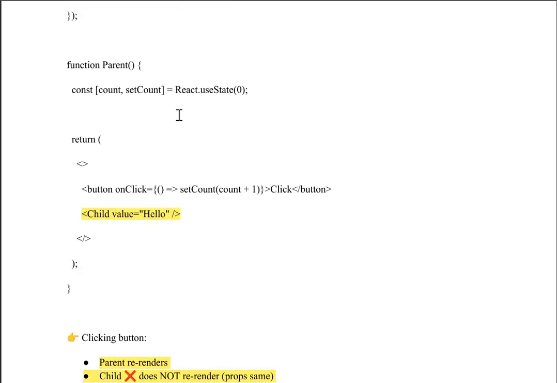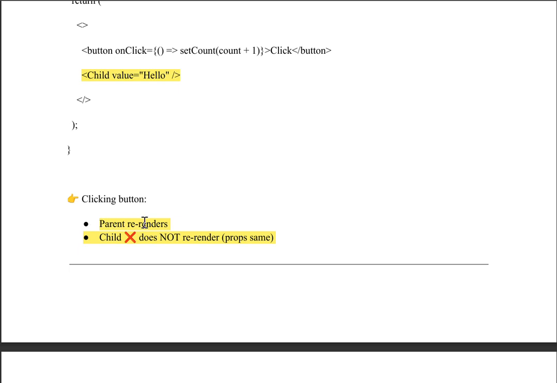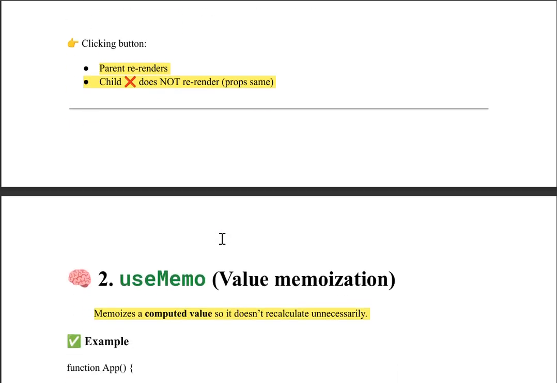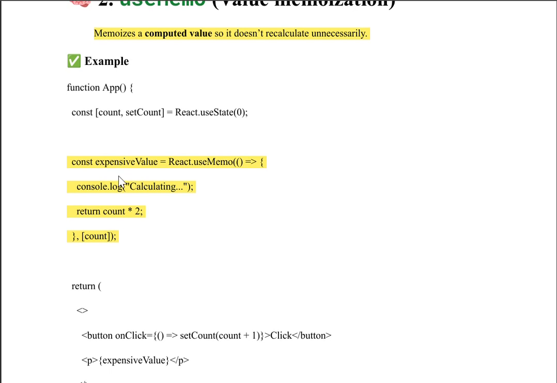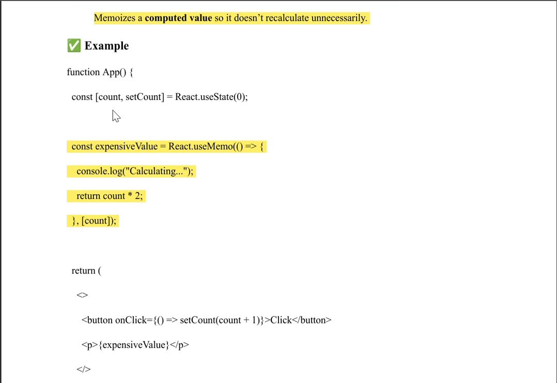Okay, next one. So clicking the button, the parent re-renders, but the child doesn't re-render. Next one is useMemo. If you remember, it is used for memoizing the computed value, the expensive calculated value. Okay, so we have a function with count initialized to 0, and the calculation is written in this variable, expensiveValue equal to React.useMemo.